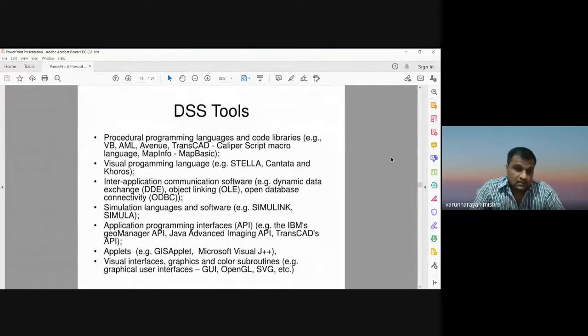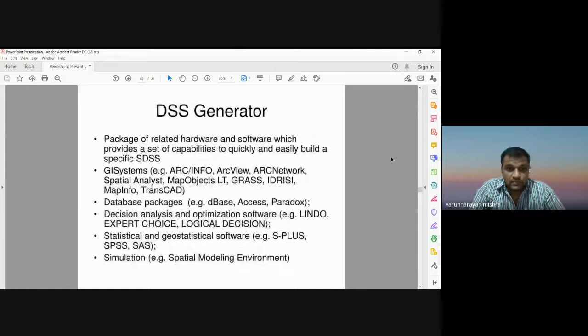In the decision support system market, these can be used for developing, or for making decisions on the basis of whatever database you have. The DSS generator is a package of related hardware and software which provides a set of capabilities to quickly and easily build a specific SDSS.